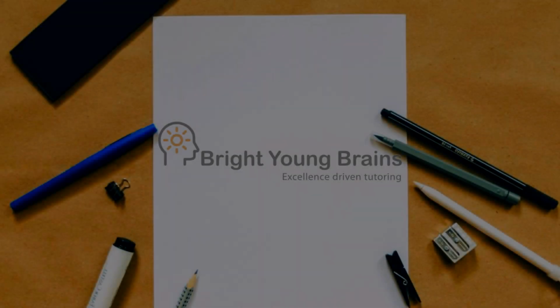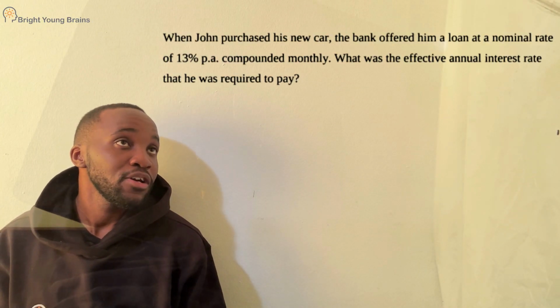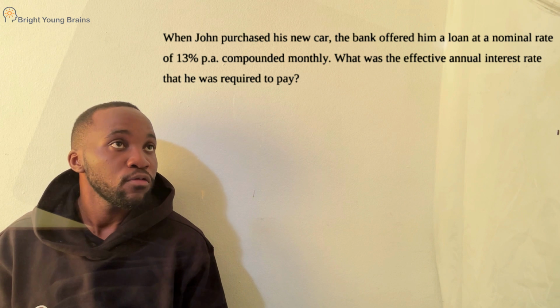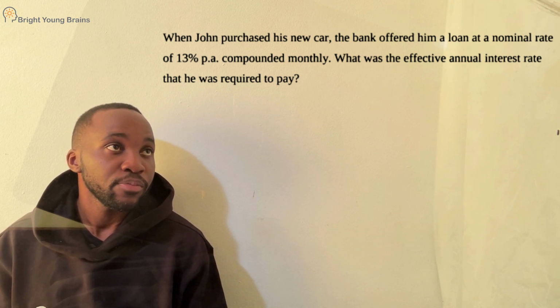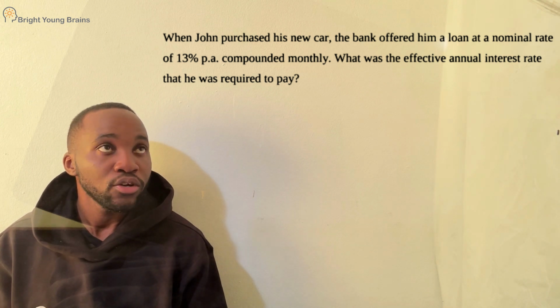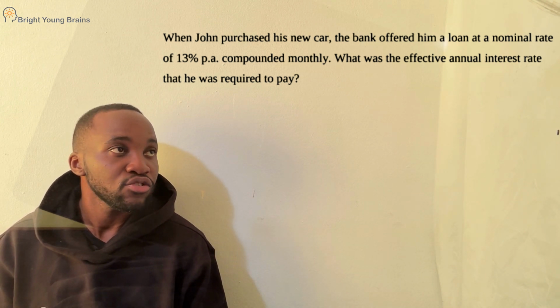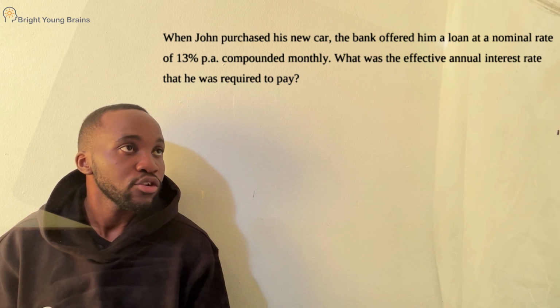In this video, we are working on financial mathematics, specifically how to use the effective rate interest formula. This question says the following. When John purchased his car, the bank offered him a loan at a nominal rate of 13% per annum compounded monthly. What was the effective annual interest rate that he was required to pay?